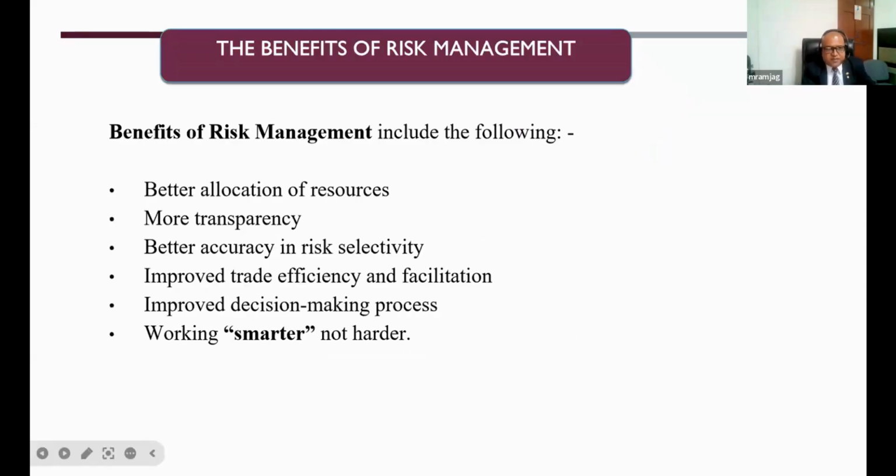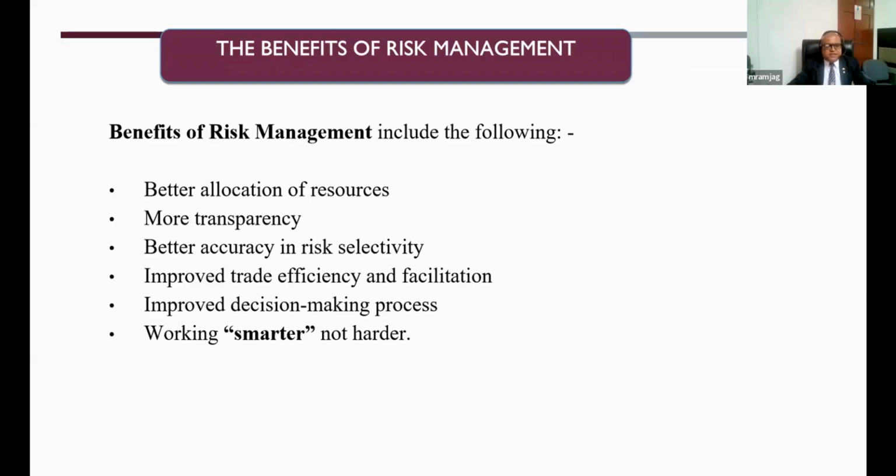Benefits of risk management: better allocation of resources. Rather than having 100 staff or 50 staff assigned to do declarations, we could utilize only 5 staff at a wharf to do examination, and we could utilize those staff in other areas, maybe at post-clearance audit or enforcement inspection and those kinds of areas. So better allocation of resources, as I mentioned, staff, that's human resources.